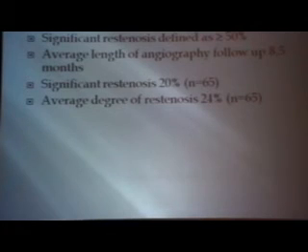During this study, significant restenosis was defined as any restenosis greater than or equal to 50%, and the average length of angiographic follow-up was 8.5 months. There were 20% of patients that were found to have significant restenosis, and the overall average follow-up restenosis was measured at 24%.